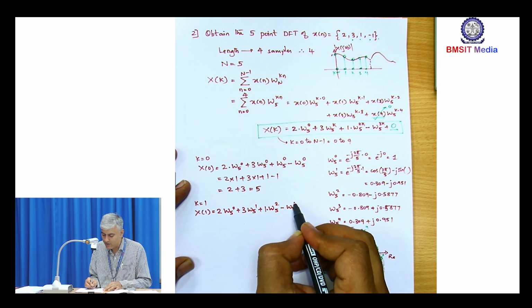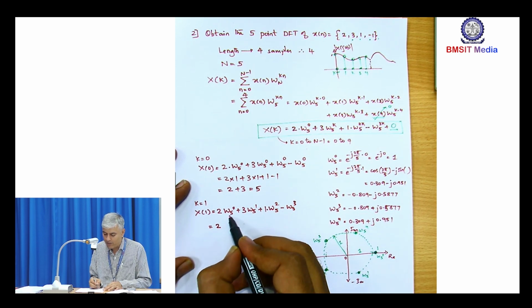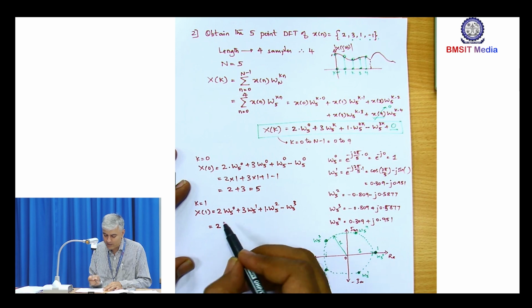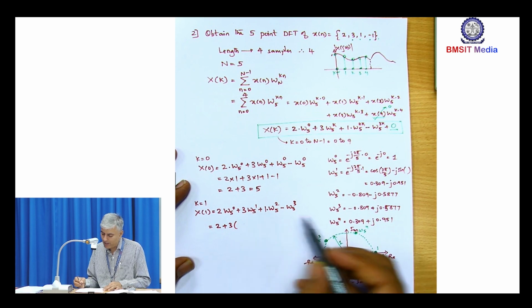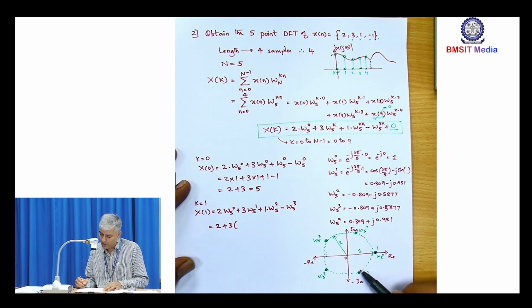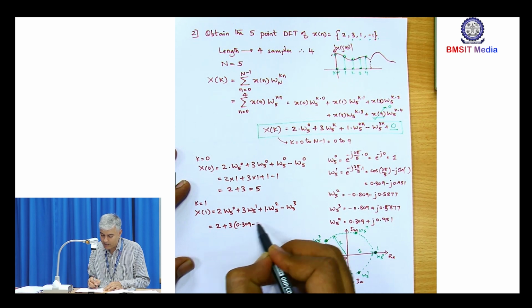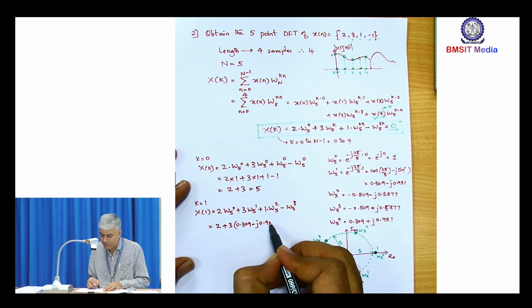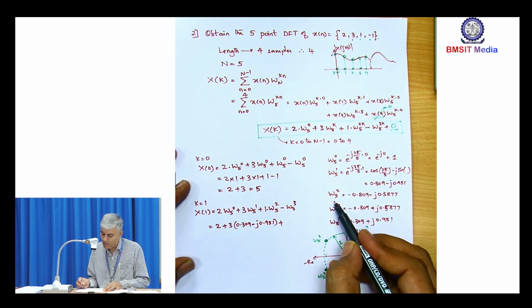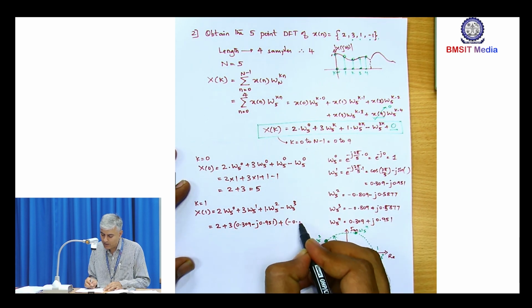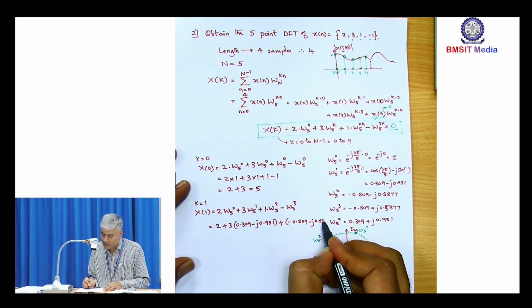3 into k is 3. Okay, so substitute the values. So 2 into w5 raised to 0, which is 1, so 2 into 1 is 2. Then 2 plus 3 into w5 raised to 1, you see w5 raised to 1 over here, right? So this value is 0.309 minus j 0.951, okay, plus w5 raised to 2, w5 raised to 2 is minus 0.809 minus j 0.5877.